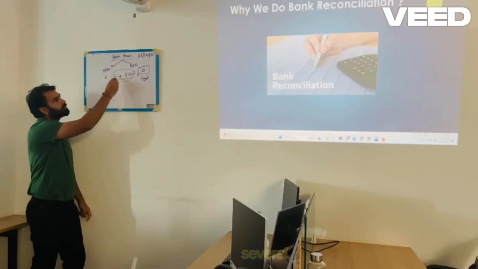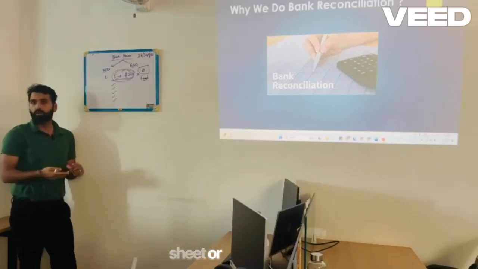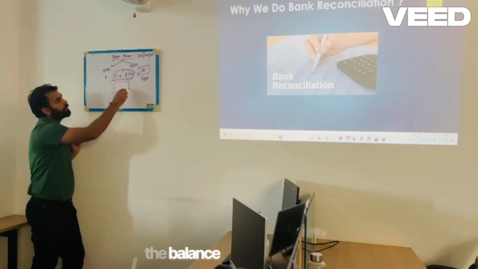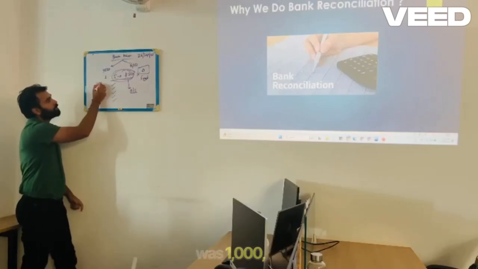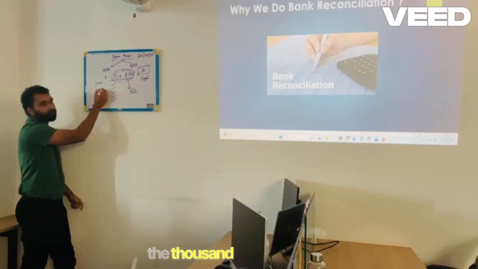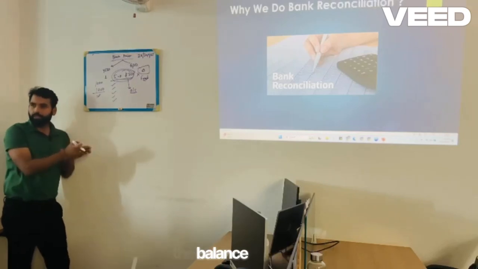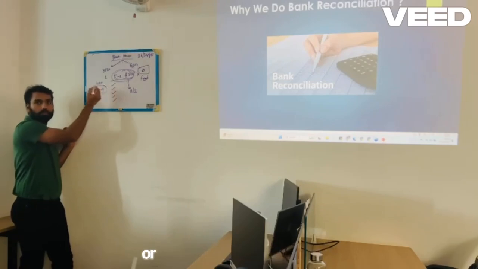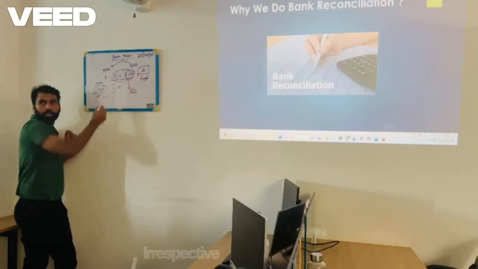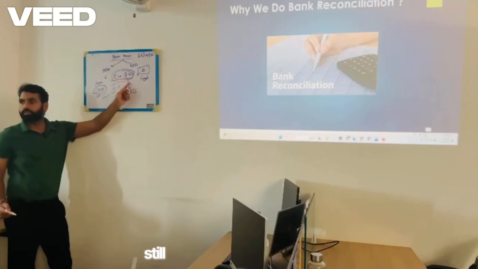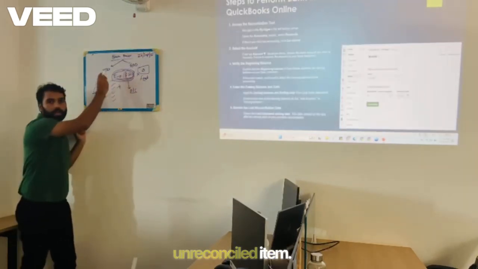There will be several reasons why we will have this here, but we need to understand first how it will impact the balance sheet or your P&L. So first we'll go with the balance sheet, right? What the balance sheet will show: even if the bank balance was 1000, when you did the bank reconciliation, you put the 1000 rupees as well, and then you finished your reconciliation. Technically, your bank balance in the balance sheet should show $1000 or 1000 rupees, but it will currently show 1000 plus this 500. Irrespective of whether you select them or not, it will still show in your balance sheet as an additional item. That is what we call unreconciled items.